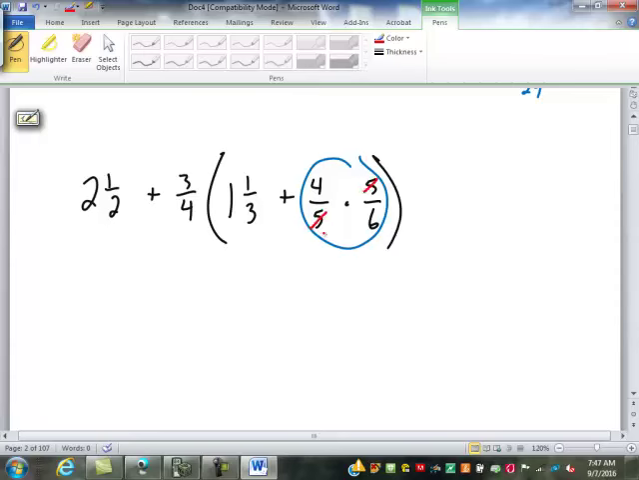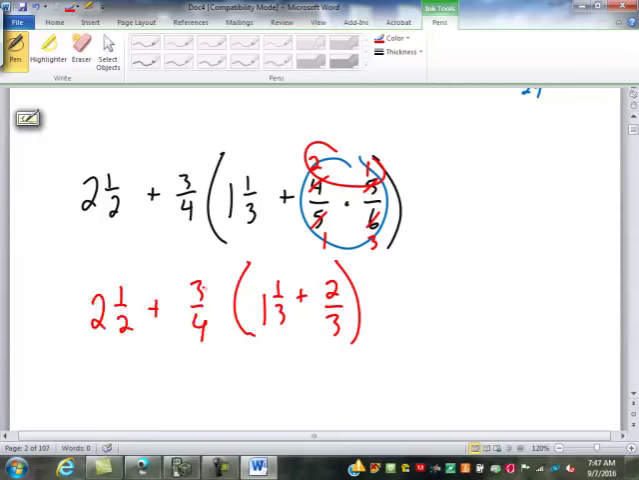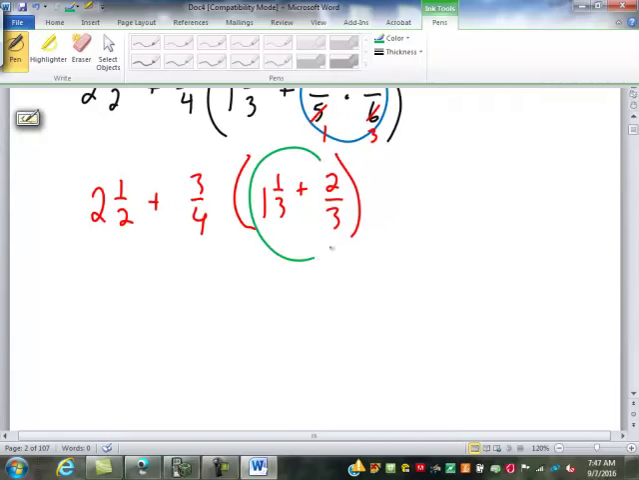The 5's cancel out, give me 1 and 1. 4 and 6 divide by 2 to give me 2 and 3. 2 times 1 is 2, 1 times 3 is 3. What would be my next step? Addition. What's 1/3 plus 2/3? 1. Now everything in the parentheses is down to a single number, so I don't need it anymore.